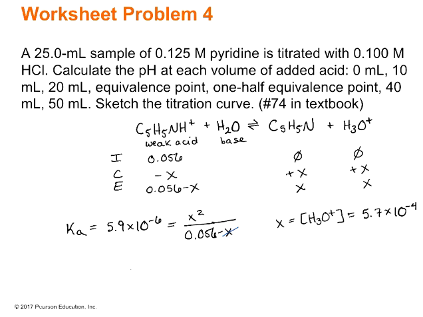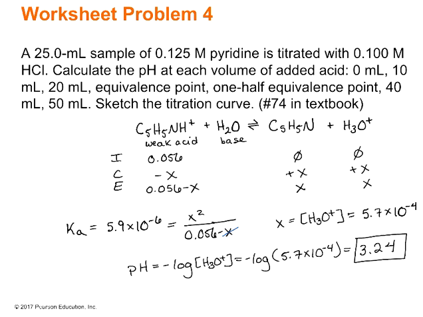Okay, so now let's plug that into our pH equation. And we should find that the pH of the solution at the equivalence point is 3.24. Okay, so that was a really long calculation just to determine the pH at the equivalence point.